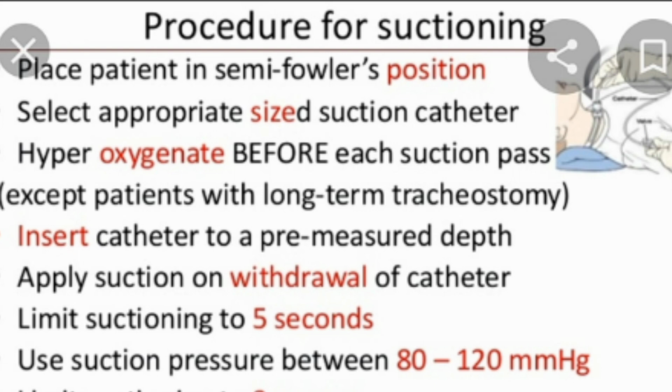Next, we move on to the procedure for the suctioning. So here we have to remember some points. The first one is to place the patient in semi-fowler position. So we have to make the patient semi-fowler. Why? Because we have to prevent aspiration to the patient. If you make the supine position, maybe the aspiration will occur. So we have to make the patient semi-fowler position. This is the first point.